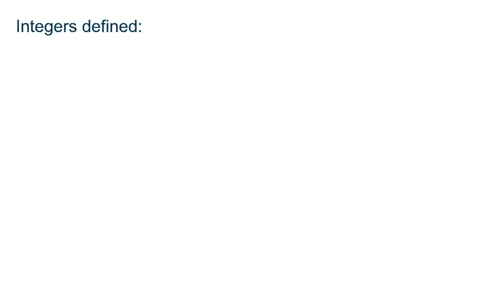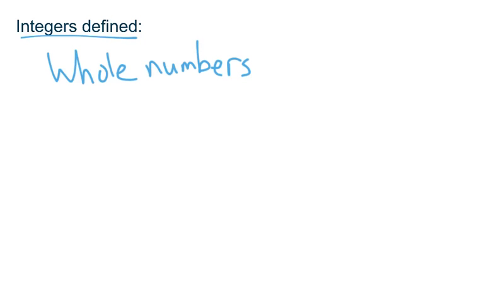Now let's start by defining what integers are again. Integers are whole numbers, the numbers that I like to refer to as counting numbers, numbers that you'd use your fingers for. So whole numbers, their opposites, which means negative numbers, and 0.